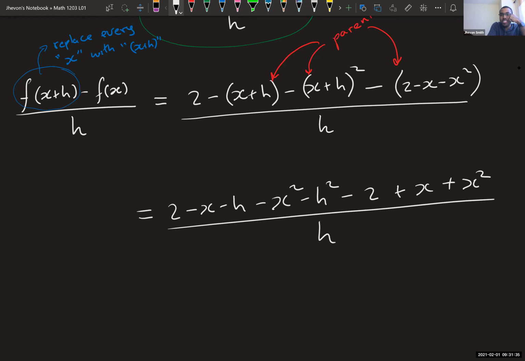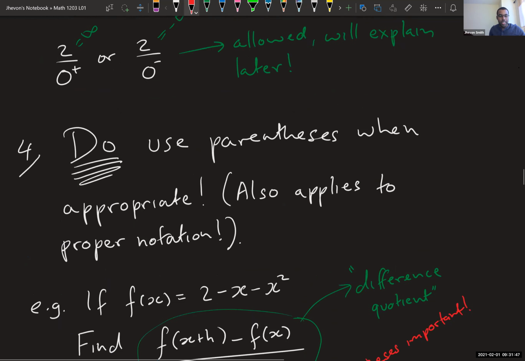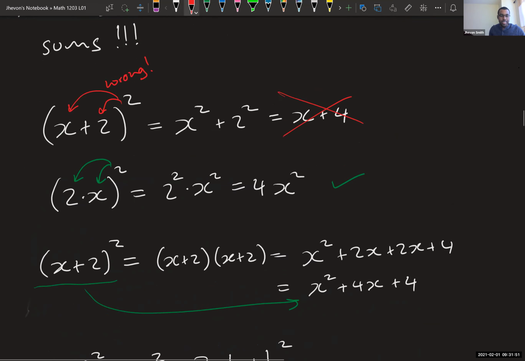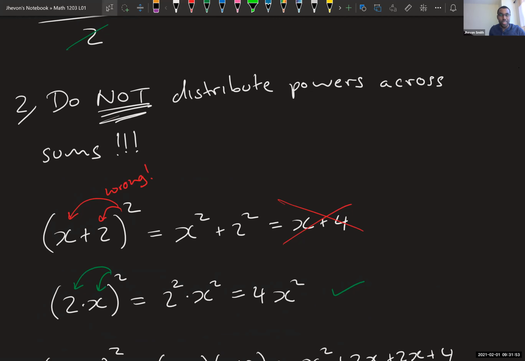Do you see what happened? You use the over the sums. I distribute the power across the sum. Right? That same thing that I mentioned up here. Do not do this, right?